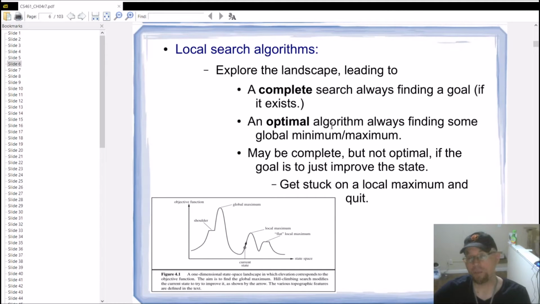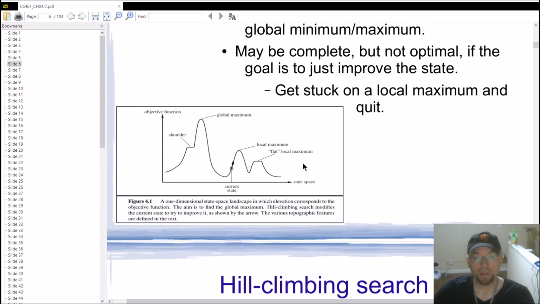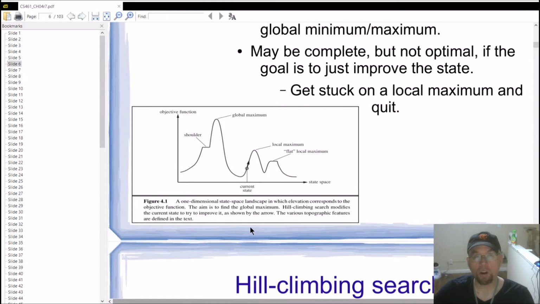Because there might be some configuration for laying out all of your machines on the factory floor, but there might be one that's better. The algorithm may give you a configuration, but not the best configuration as scored by your objective function. And how could that happen? Well, because the search gets trapped at a local maximum and then quits. So let's take a look at this graph here, and then we'll look at the heart of these algorithms, and then we'll dig into it a little deeper.